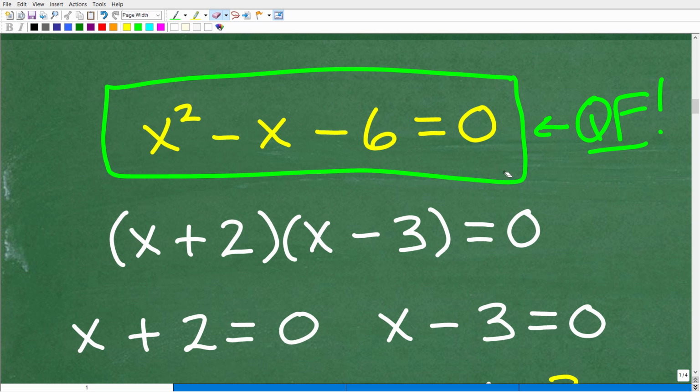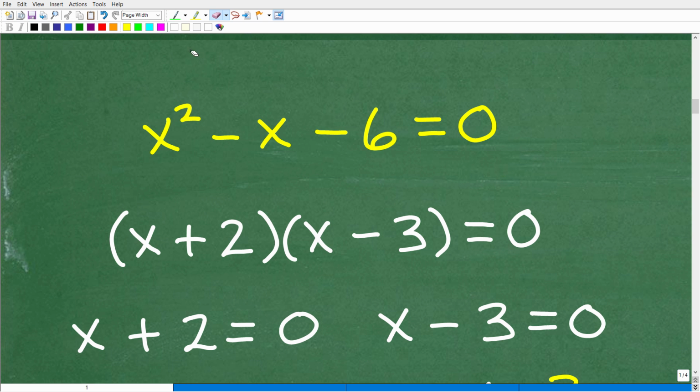So mistake number one is students use the quadratic formula where it's not necessary, and really it's going to cause a lot more work for you. Okay, so in this particular case, we have x squared minus x minus 6. This trinomial can be factored into x plus 2 times x minus 3. So mistake number one is students not trying to factor a quadratic trinomial first. Okay, you always want to try to factor.